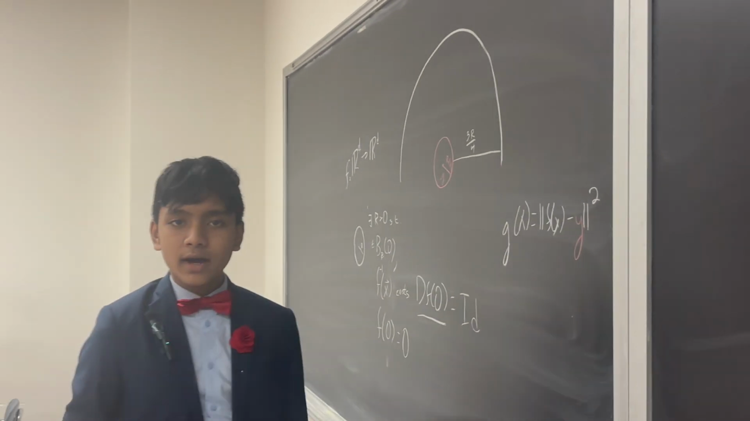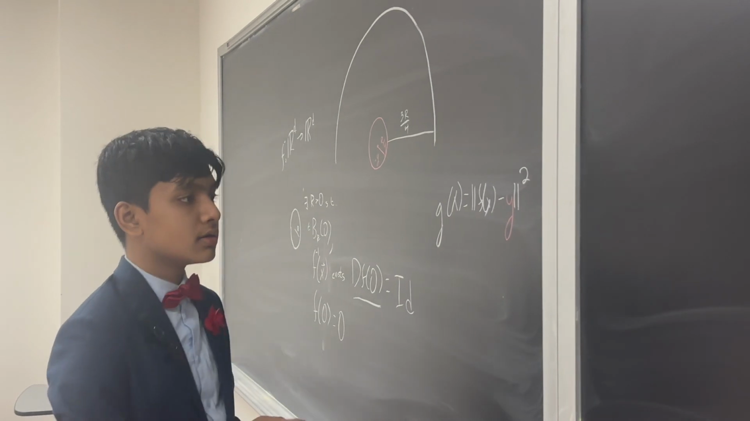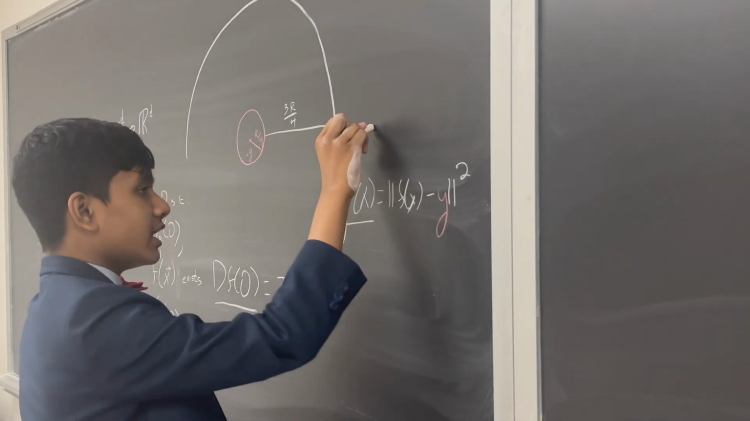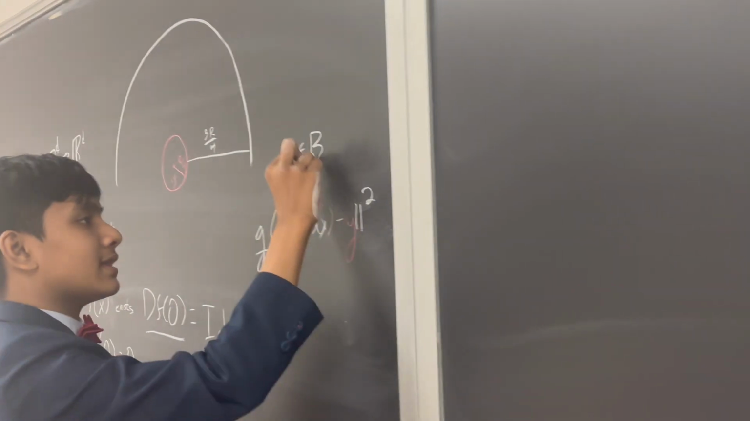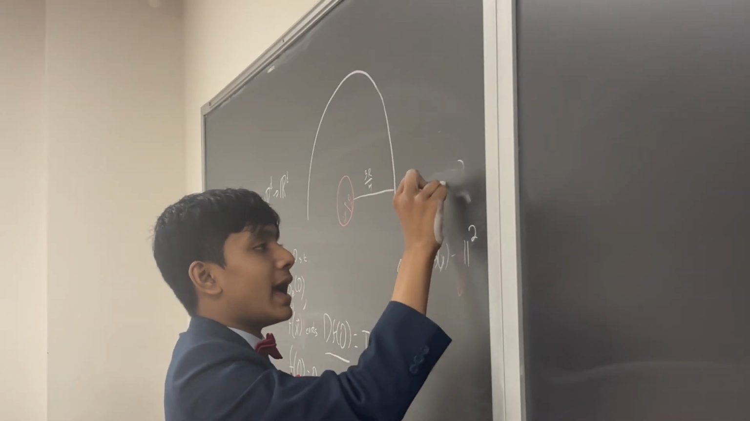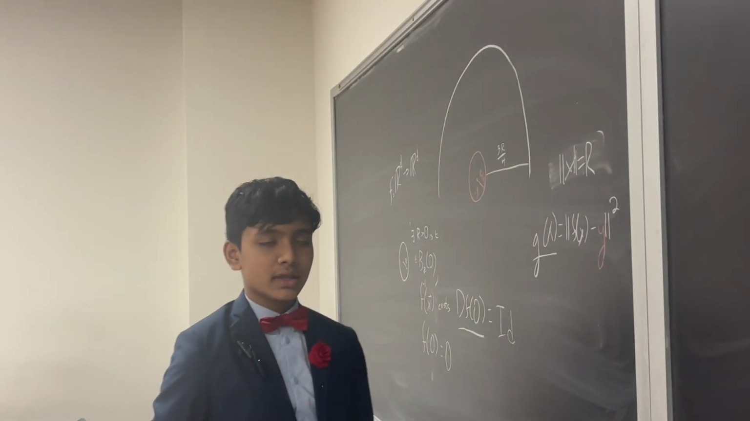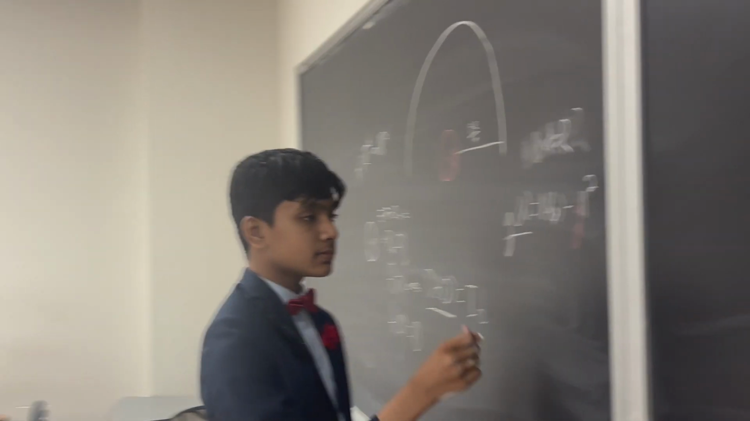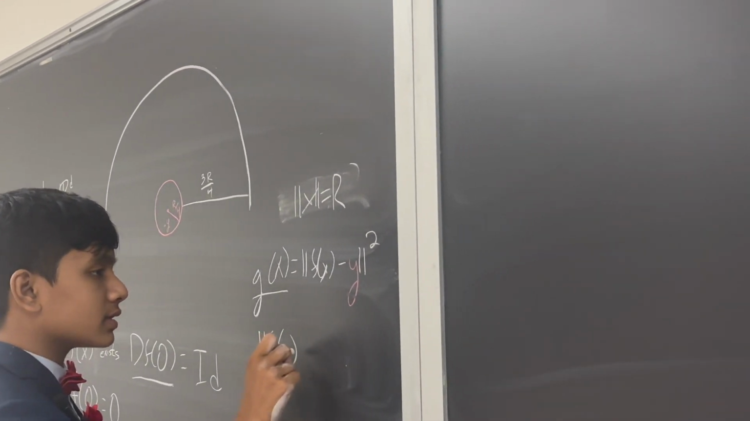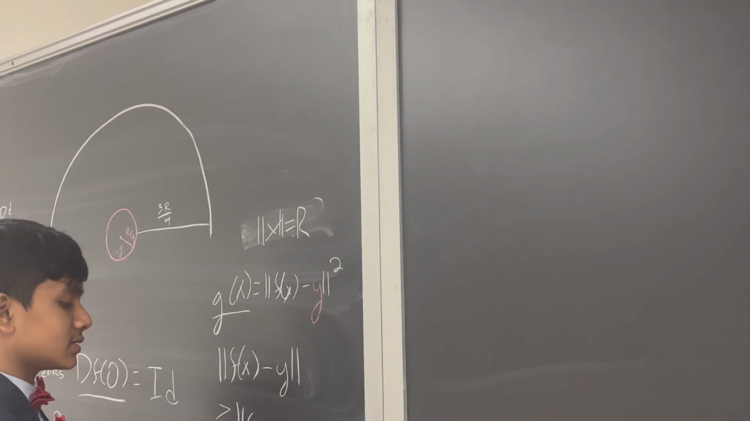So, can we find a minimal value for g of x? Well, what can we do here? So given that our x is in that ball of radius r around 0, and actually, let's assume the norm of x is equal to r. So then, what can we do? Well, as we know, by the triangle inequality, this is always greater than or equal to this.